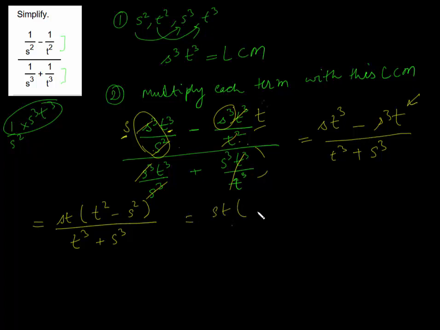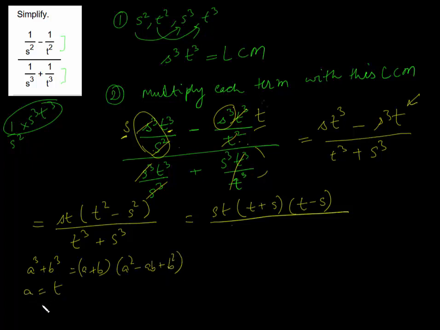Next, very clearly, the top is a difference of squares. T squared minus s squared is t plus s times t minus s. In the denominator, it's a sum of cubes. So you're going to use the formula a cubed plus b cubed equals a plus b, a squared minus ab plus b squared, where a is t and b is s. So using that formula, we get t plus s times t squared minus ts plus s squared.